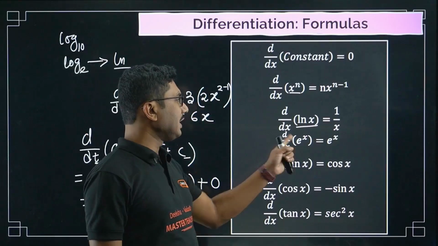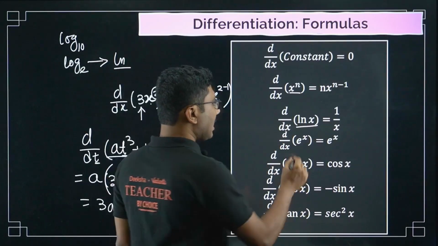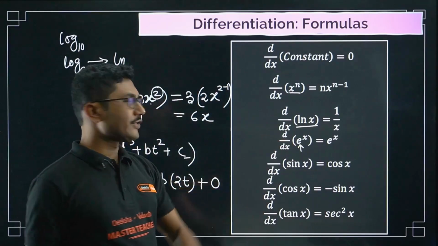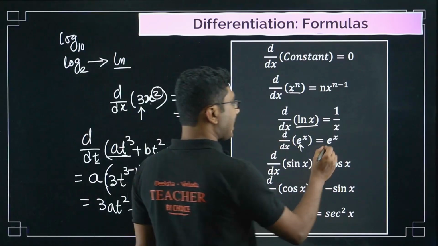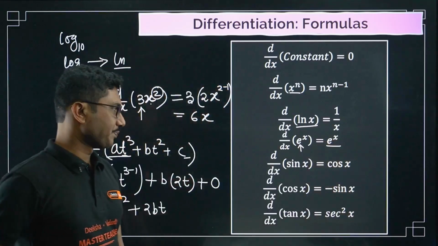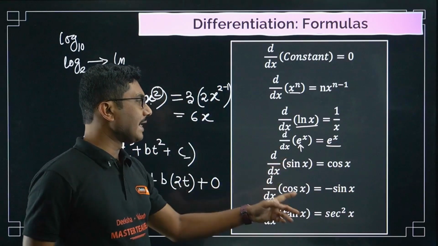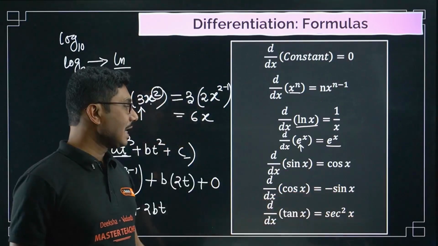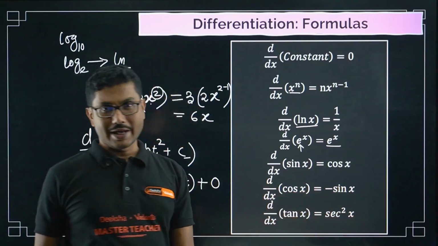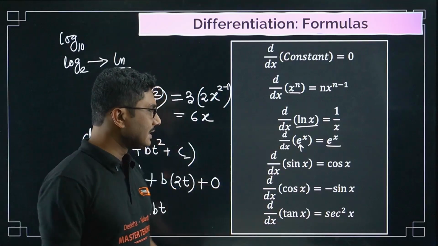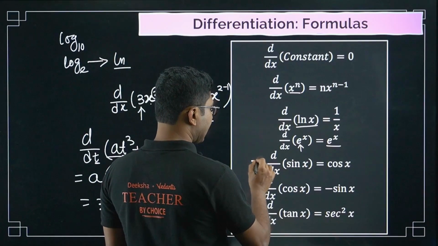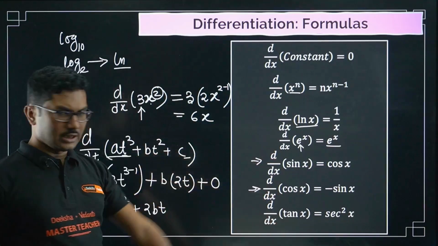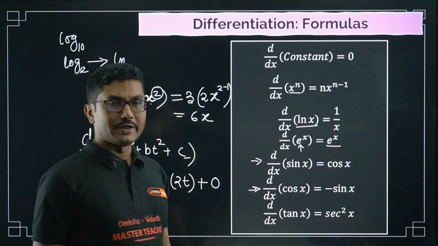d/dx of e to the power of x: e is a very nice function, exponential, right? If you are doing differentiation of e to the power of x, you get back exactly e to the power of x. Differentiating sin x, you get cos x. Differentiating cos x, you get minus sin x. Differentiating tan x, you get sec square x. So these are also very, very important, especially sin and cos. Tan maybe sometimes, but mostly sin and cos differentiation is very, very important.